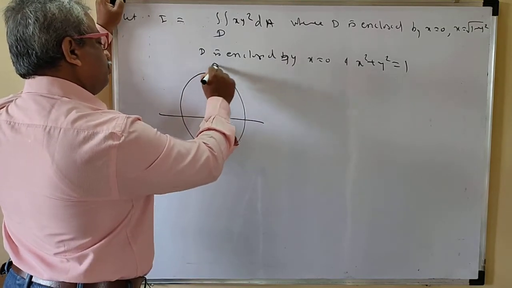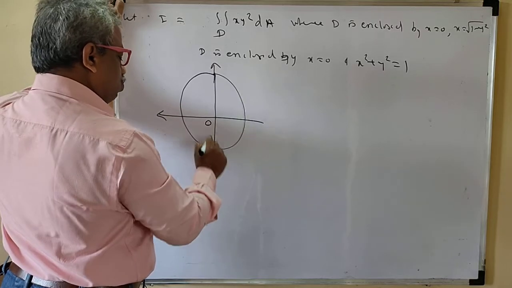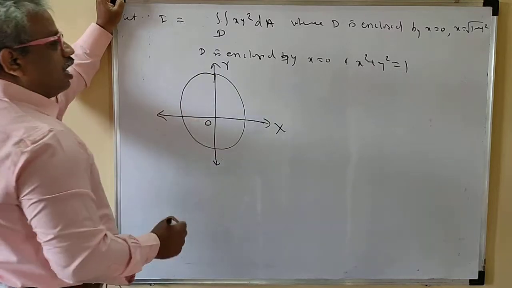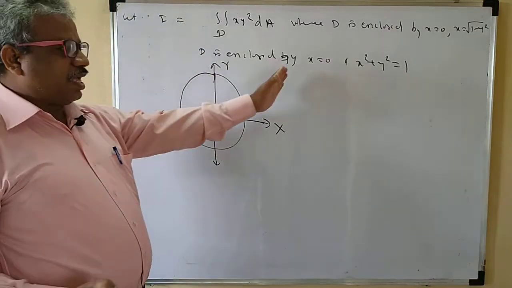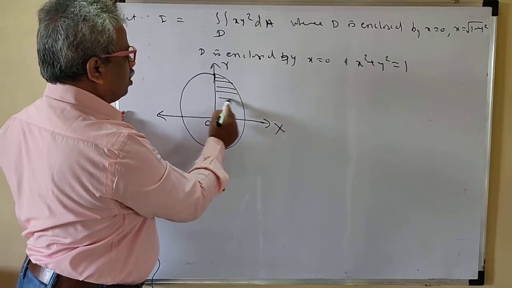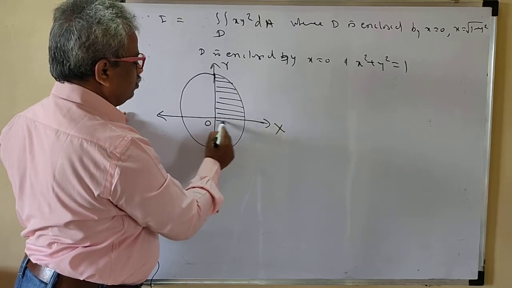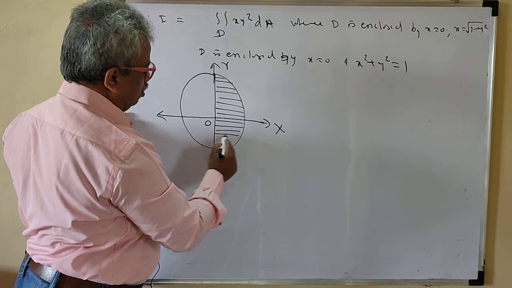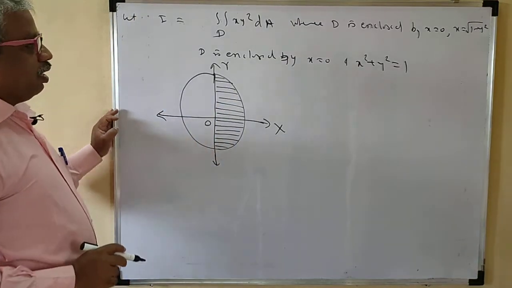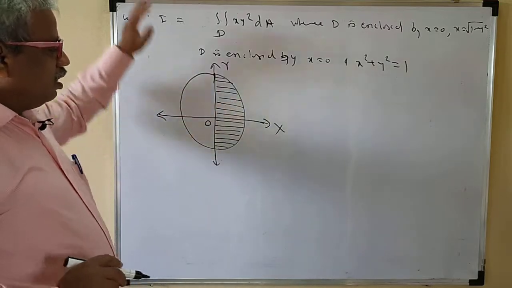This is your circle. So this is your origin, this is your x axis, this is your y axis, and you are bounded by the y axis and this. That means this is your region now. Only this part. This will be your y axis and the circle.